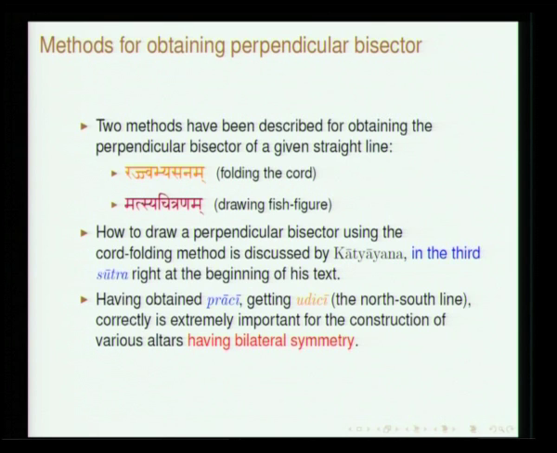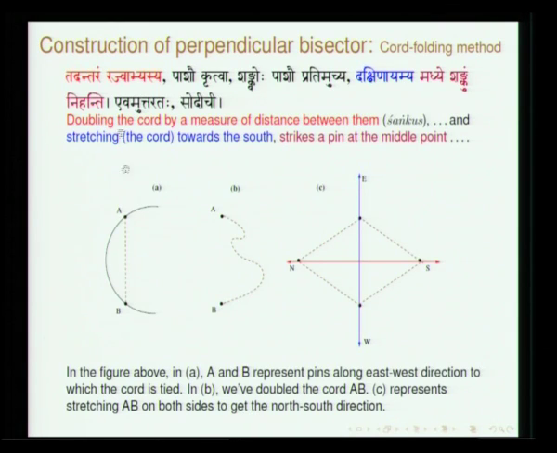You have drawn a line now, you have determined the east-west, and now you have to draw a perpendicular. All that you have is nails and rope. Today what we primarily do is the later method, Matsya Chitranam, which they call drawing the fish figure. I will show these one by one. The first, by cord folding, is as simple as that. Suppose you have determined points A and B, all that they say is you have to take a rope which is twice AB, and then you have to mark the center of this.